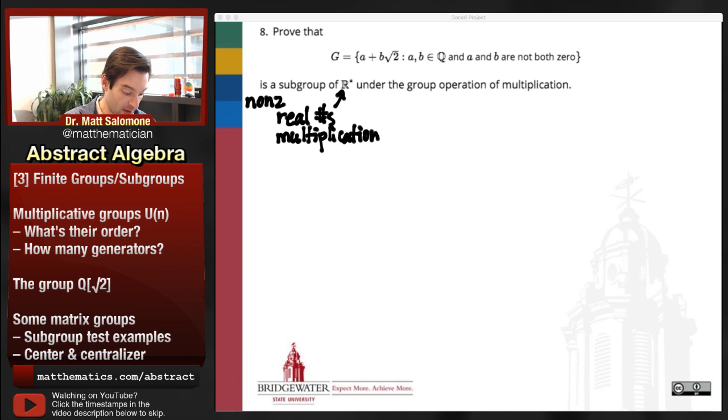For the same reason we had to take it away when we were talking about the U groups, because 0 is never ever going to have a multiplicative inverse. So if multiplication is going to be our operation, we need to take 0 and just kick it to the curb. So the set of non-zero real numbers with the operation of multiplication. And the problem is giving us to consider a subset. The subset that consists of all the real numbers that have this form. A rational number plus a rational multiple of the square root of 2.